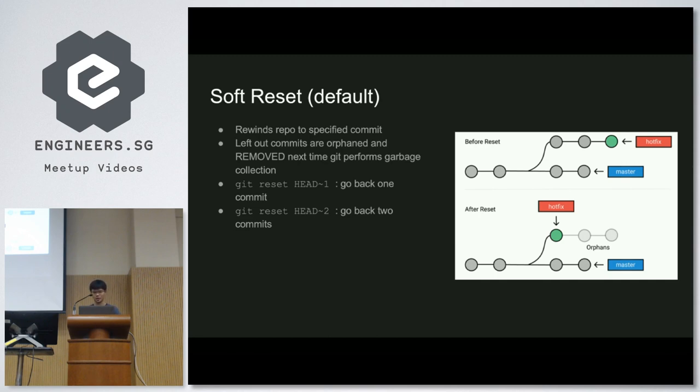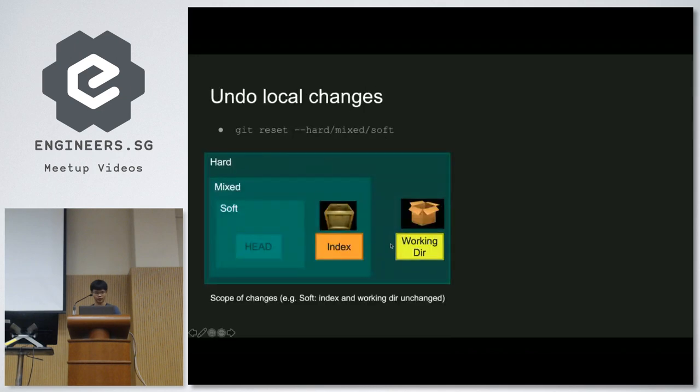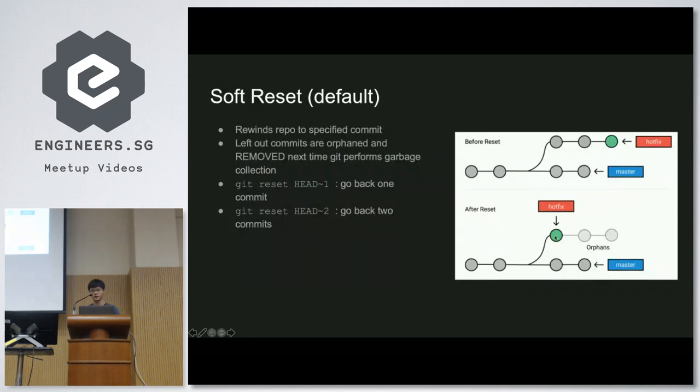But in any case, because it's git reset soft, what happens is that the index is unchanged and the working directory is unchanged. So as far as git's concerned, the safe has been touched, but your working directory has not. You haven't really undone any changes in the directory.